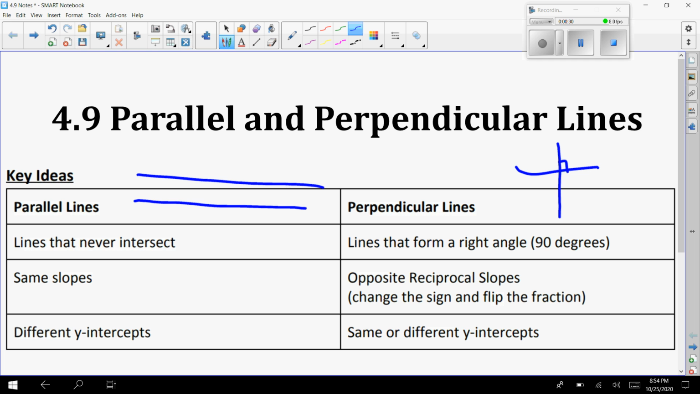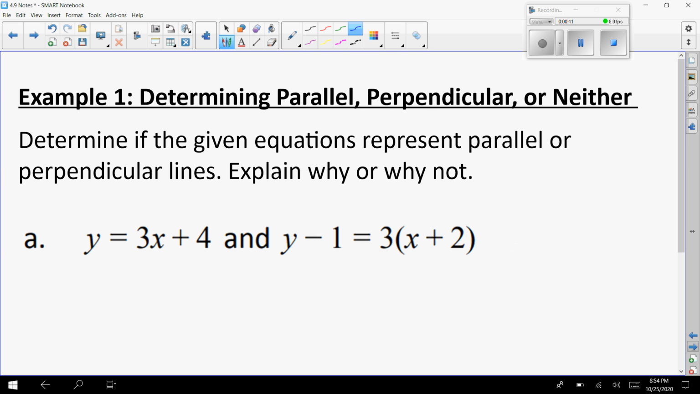They have opposite reciprocal slopes, and that means you change the sign and flip the fraction. And they have same or different y-intercepts. In our first example, we are going to determine if the lines are parallel, perpendicular, or neither. In doing this, we have to explain why or why not.